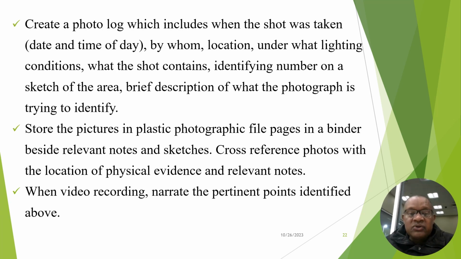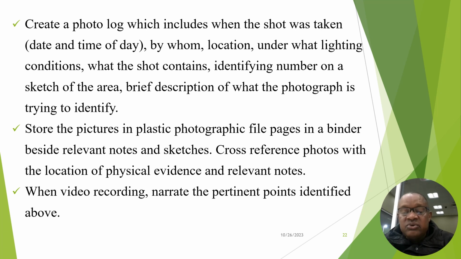We say also create a photo log, which includes when the shot was taken, date and time of day, by whom, location, under what lighting conditions, what the shot contains, identifying a number on sketch of the area, brief description of what the photograph is trying to identify. It is also a very critical area.